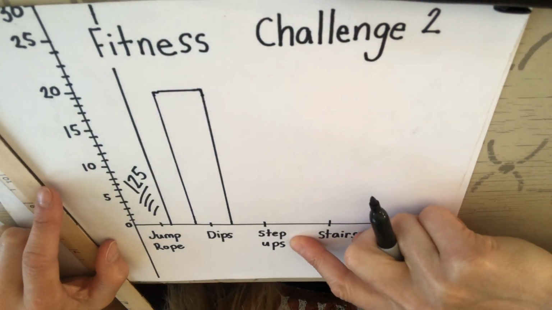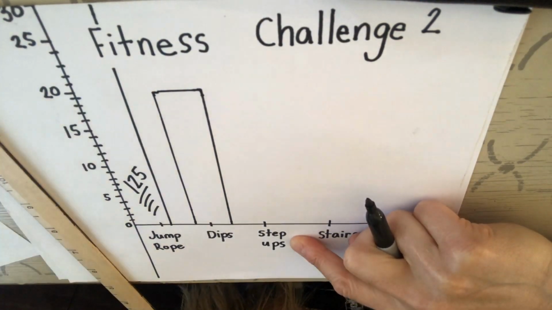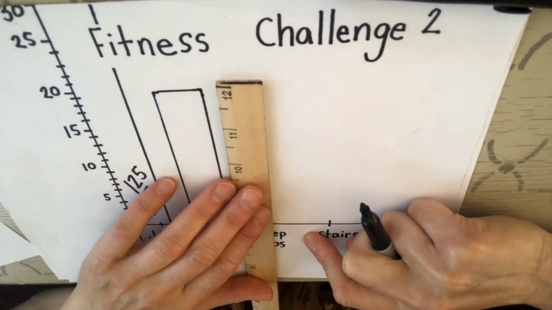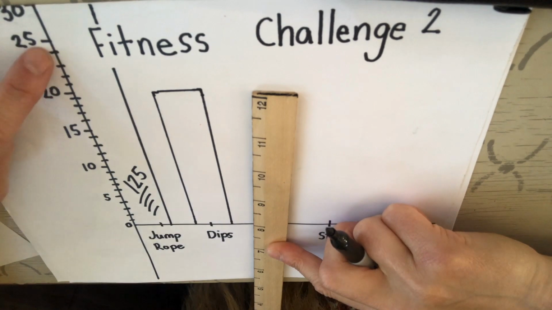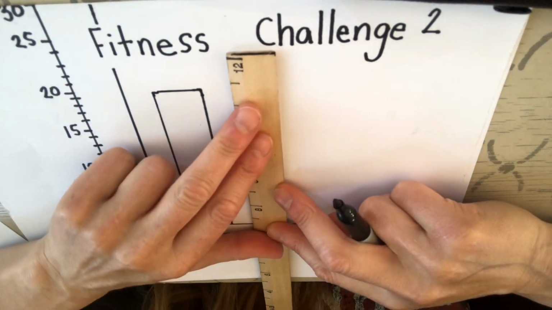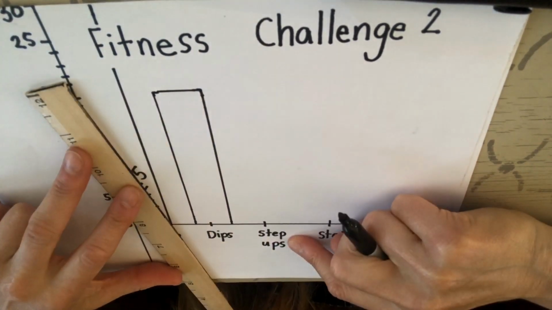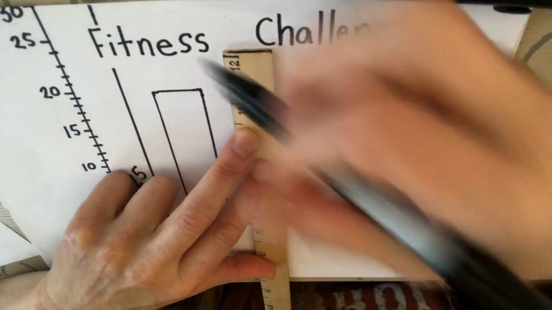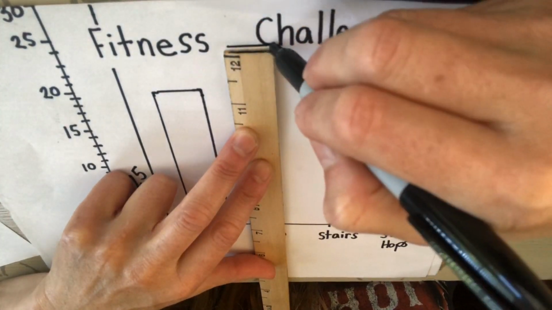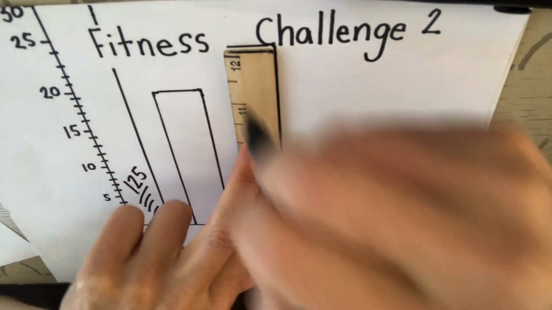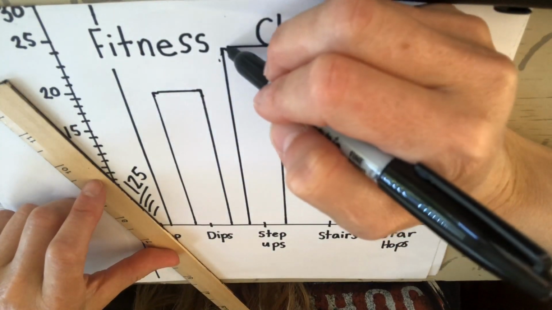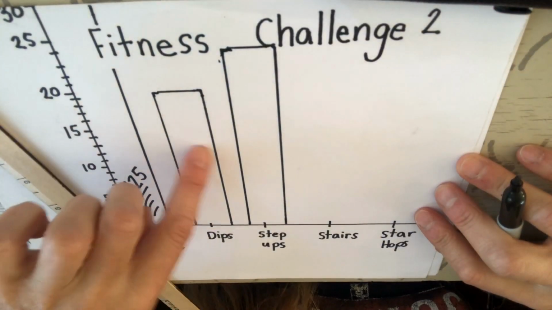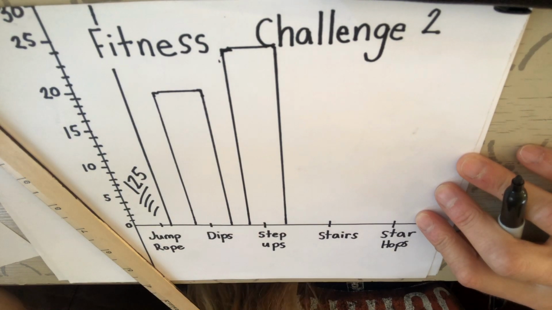Next is step ups, and step ups, I did 24 step ups in 1 minute. So here's 20, now I gotta use the ticks. 21, 22, 23, 24, so right under 25. And I'm putting my ruler on top of step ups. And I'm gonna trace around my ruler to make that really nice rectangle all the way down. Work out the corners a little bit. And we'll be coloring all of these colors later to make it really sharp.